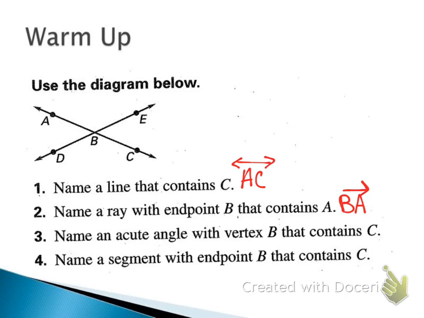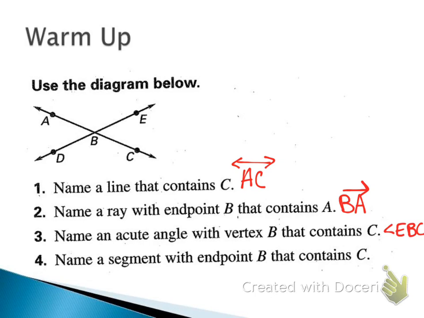On number 3, we need an acute angle with vertex B that contains point C. Shelby, what angle did you come up with? That would be very close, except for that does not contain point C. So, EBC. Very good. Angle EBC is acute with vertex B and contains point C. If you named that angle CBE, that would also be correct.